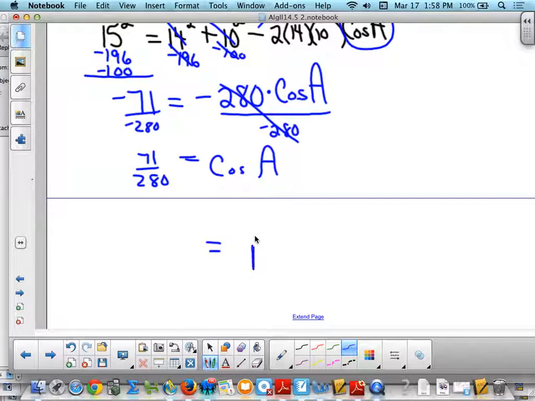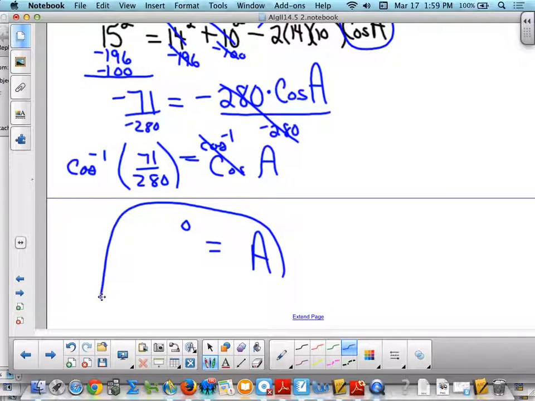Equals A. How do you get rid of cosine? Inverse cosine. Inverse cosine of that number, which is a ratio, by the way. Is it 81 degrees? No. There's no way you guys can get this wrong. If you punch this in, it's not gonna be different for anybody. 75. Another calculator. 75. Yeah. You can't get that wrong if you got 71 over 280.